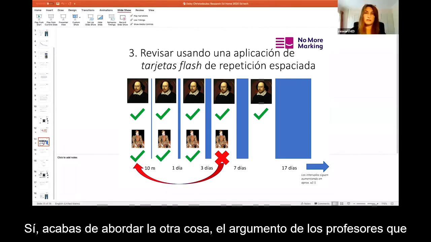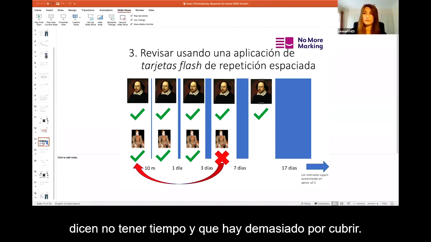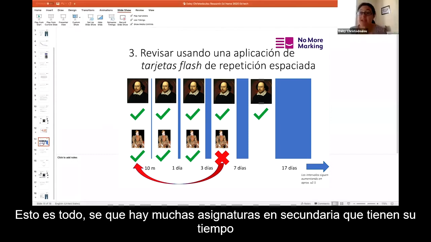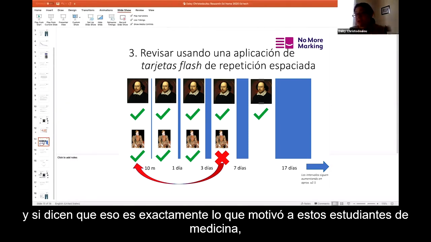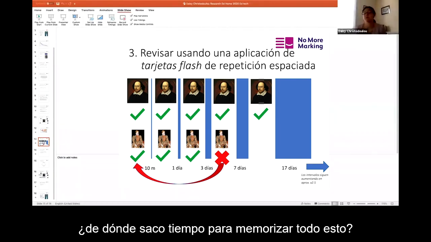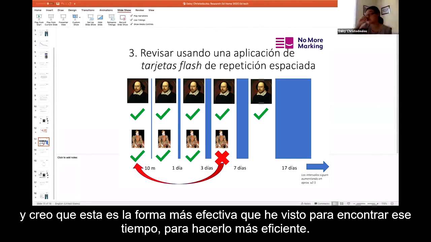Yeah, so you've just addressed the other thing, the argument from teachers that there's just no time, there's just too much to cover. So this is it. I know there are plenty of subjects in secondary where you think there's no time, and that is exactly the thing that was motivating a lot of these medical students. Where do I get the time to memorise all this stuff? And I think this is the most effective way I've seen of finding that time, of making it more efficient.